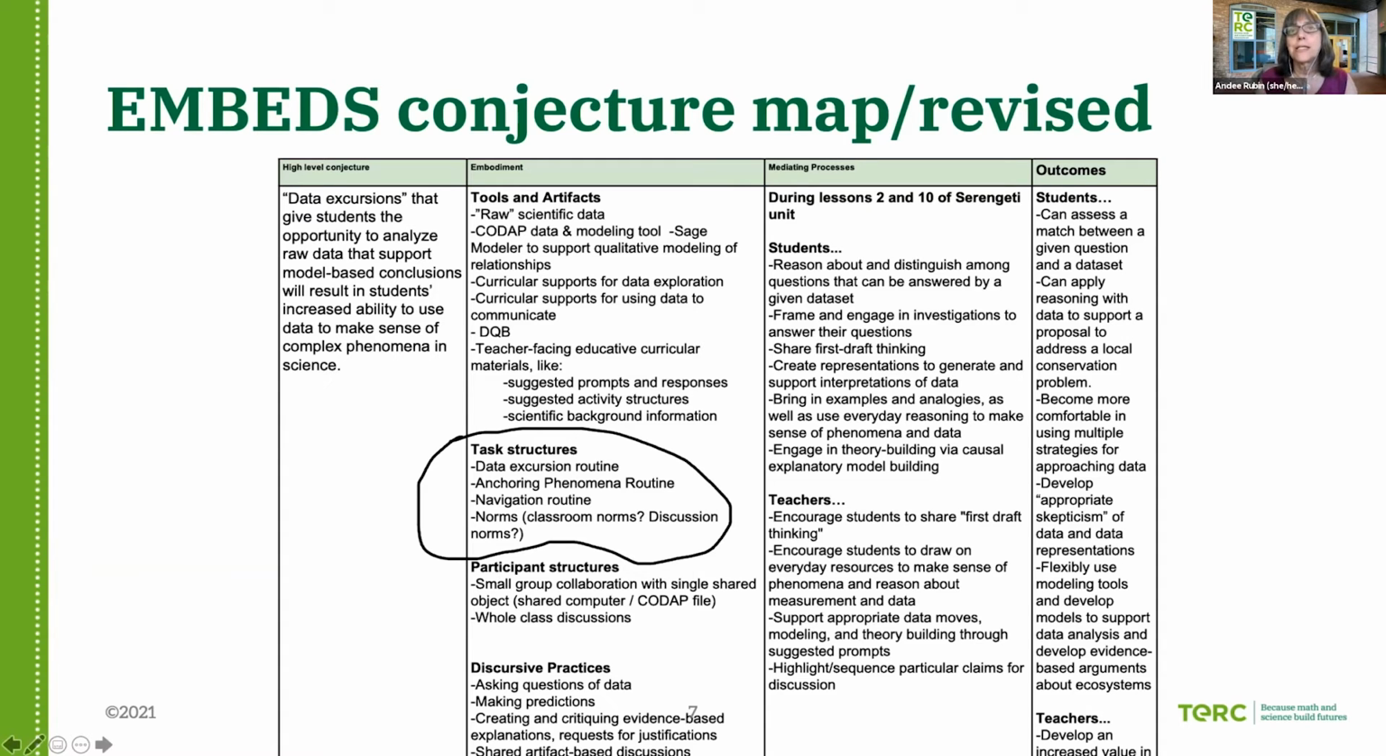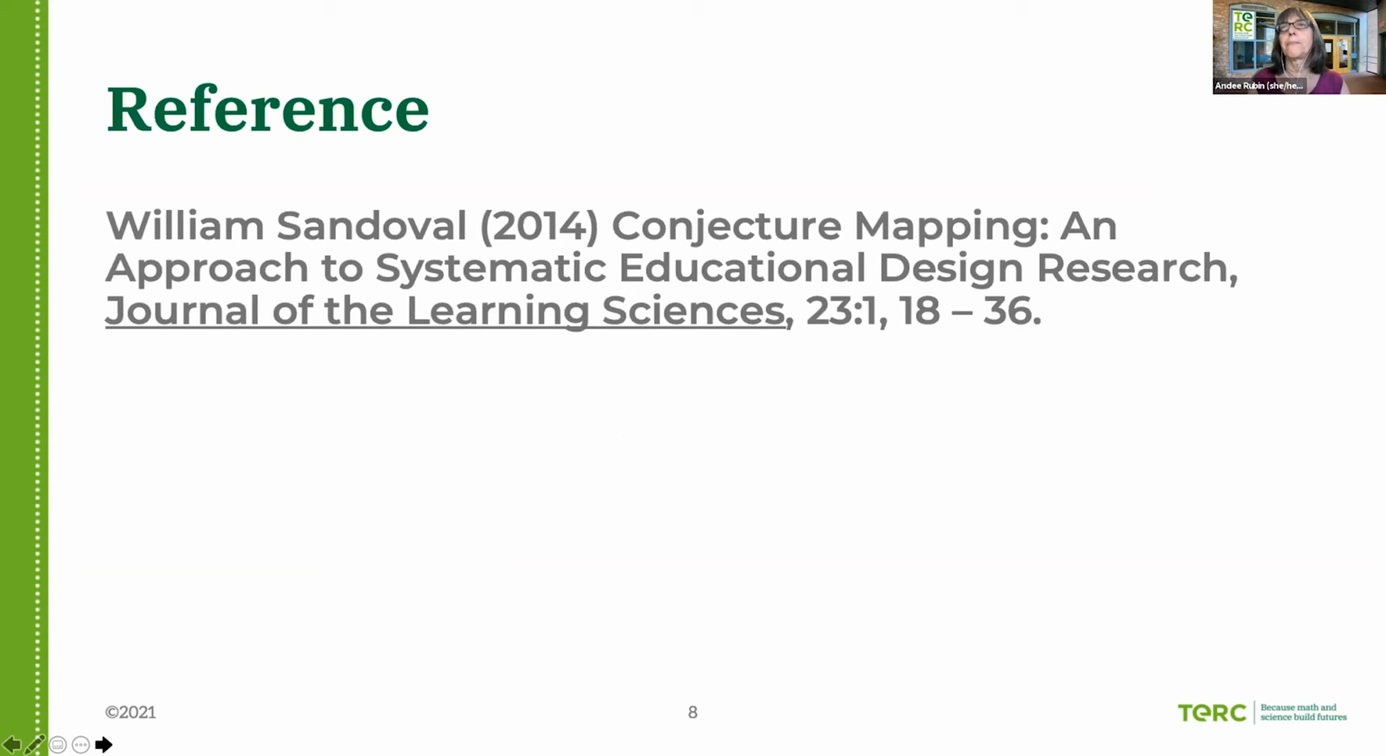But we changed these task structures into routines that get used multiple times through the curriculum. So just in going back to the conjecture map, and keeping that as our kind of touchstone, we've been keeping track of changes over the course of even developing the curriculum, and then we expect we'll be developing more changes as we get data from the classroom. And here is the reference. Again, as you can see, it's less than 20 pages, but it's chock full of really good insights about DBR.